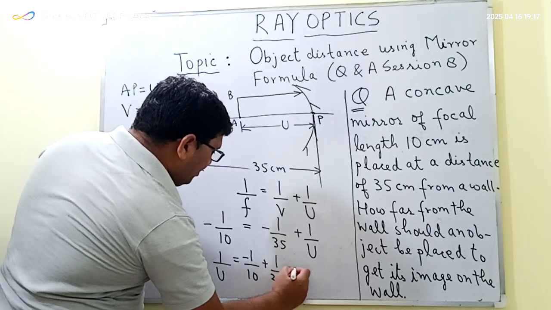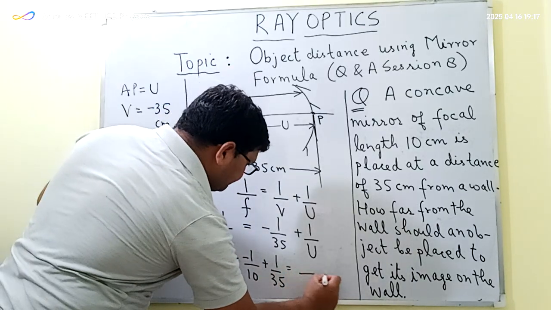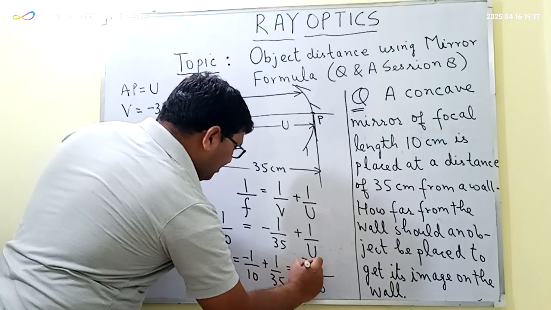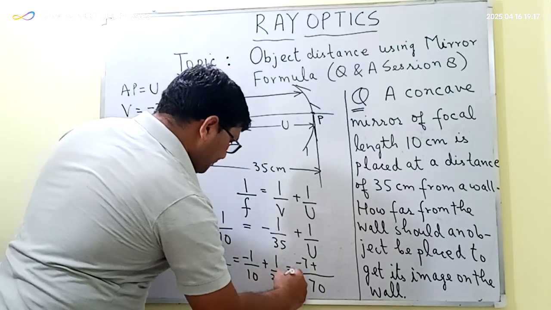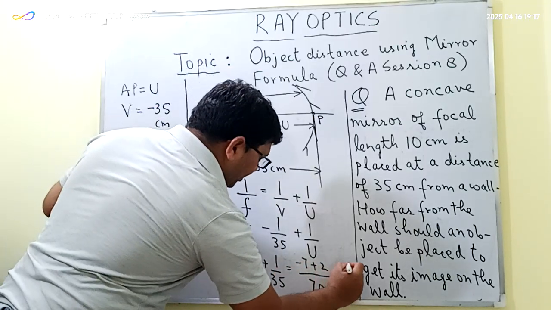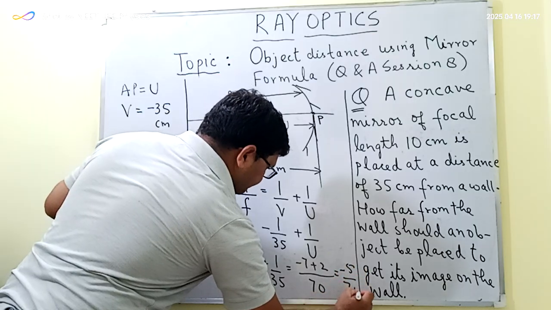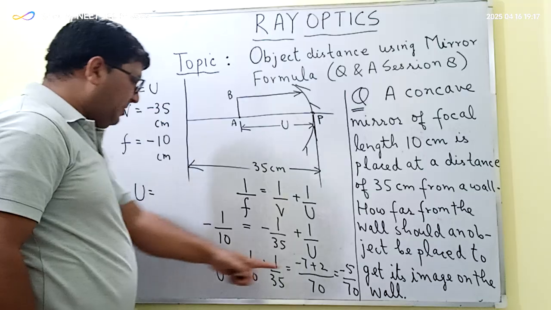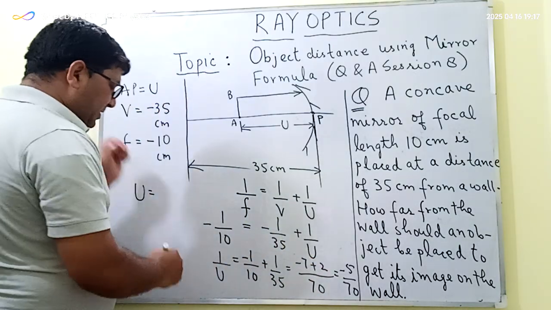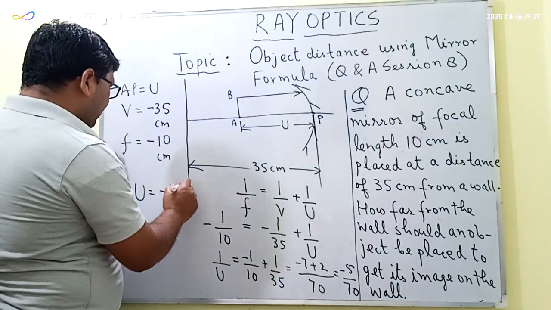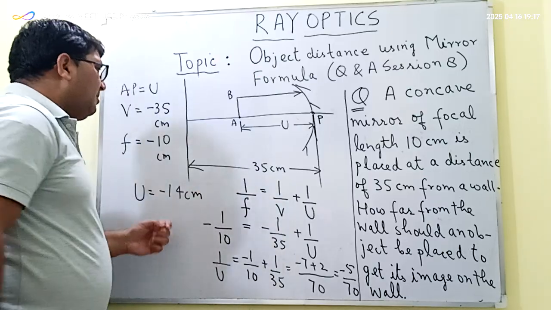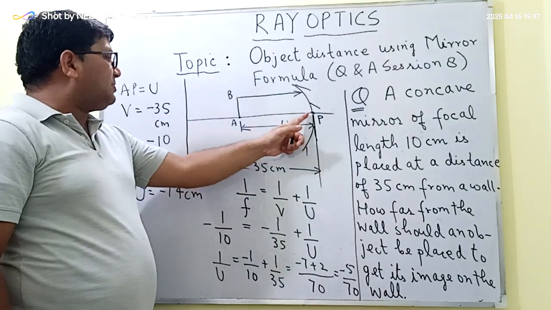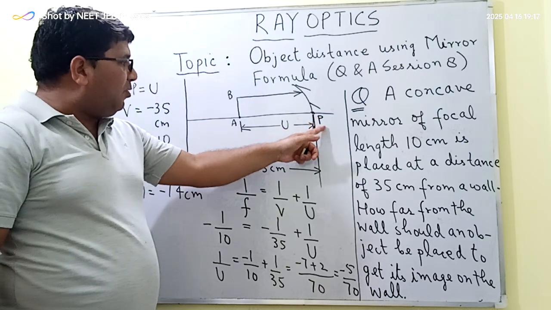So this is equal to, if I take the LCM as 70, minus 7 plus 2, this is equal to minus 5 by 70. So from here I am getting the value of u as minus 14 cm, or simply we can say that the object is to be placed on this principal axis at a distance of 14 cm from the pole of the mirror towards the wall.